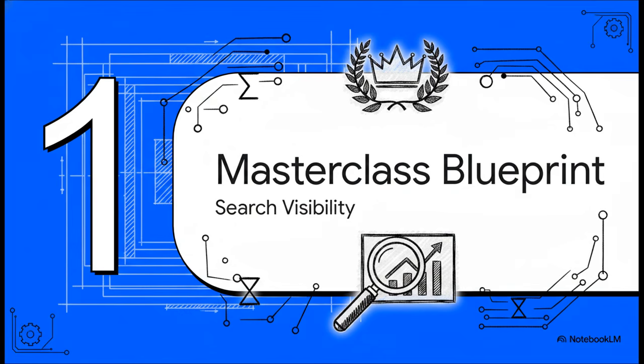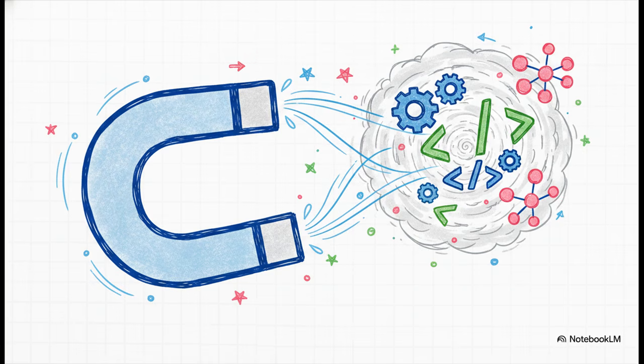All right, starting off with Section 1, the Masterclass Blueprint and Engineering Search Visibility. The entire foundation of this strategy relies exclusively on capturing high-volume developer search terms. We are pulling in the right audience. Listen. We aren't looking for casual browsers here. We're targeting the developers, the engineers, the system architects who are actively out there searching for solutions.